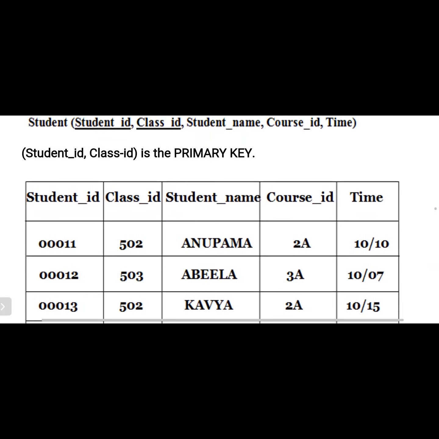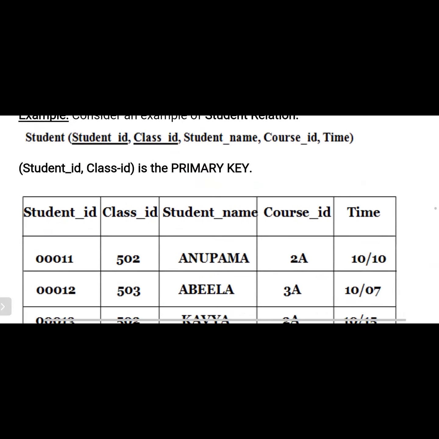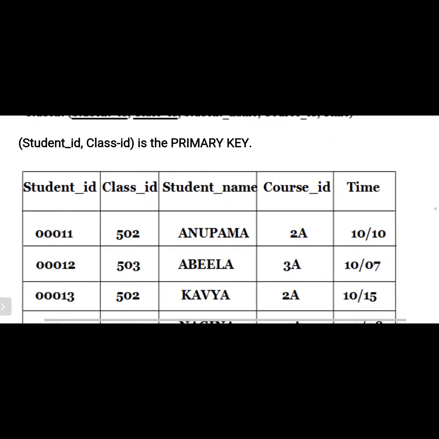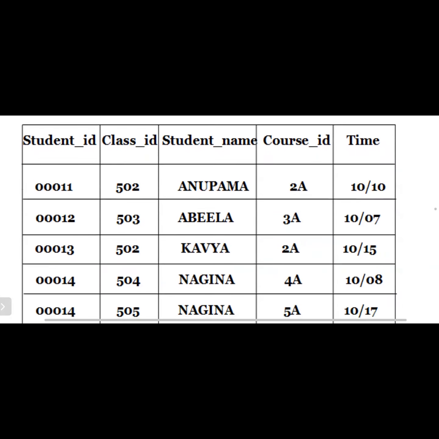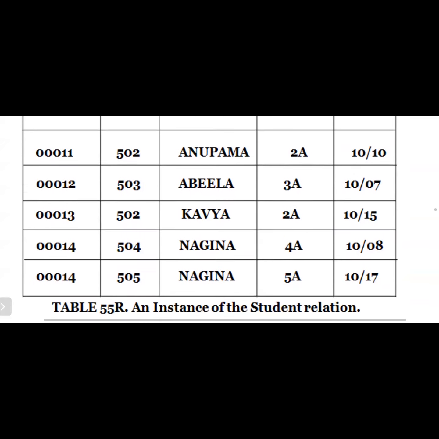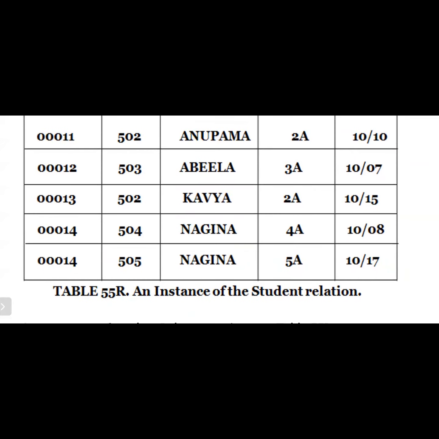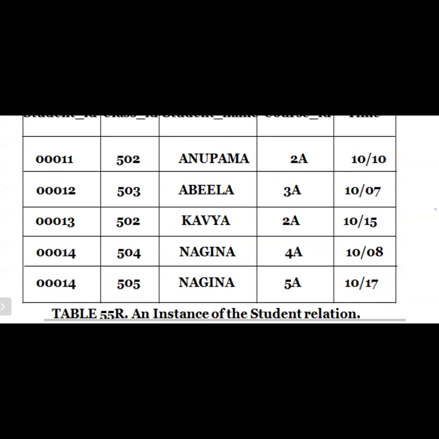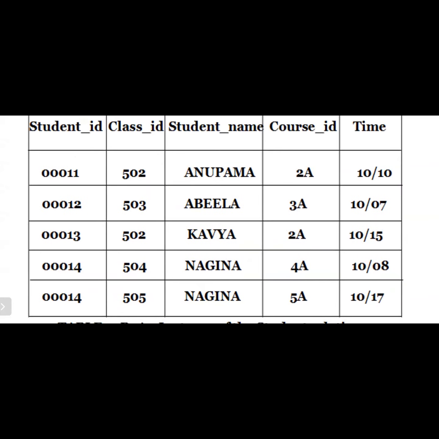So student ID and class ID together are the primary key to identify the remaining details of the table. For example, student IDs are 00011, 00012, 00013, 00014, and 00014. We cannot consider student ID alone as the primary key, because some numbers are repeating. In the same way, class ID: 502, 503, 502, 504, 505. Here also we cannot consider class ID as a primary key.